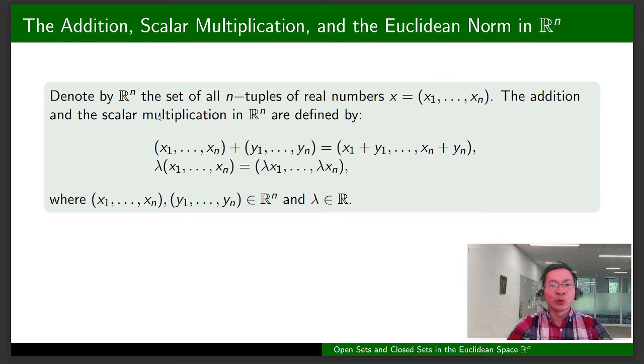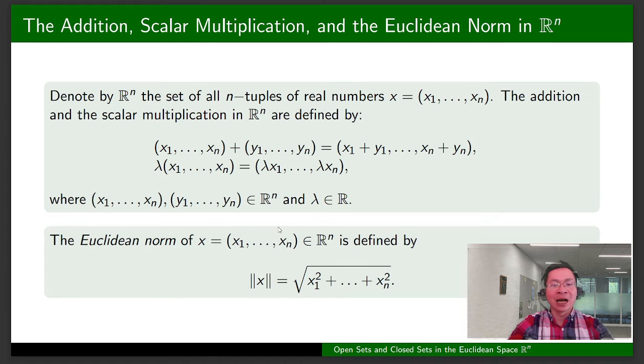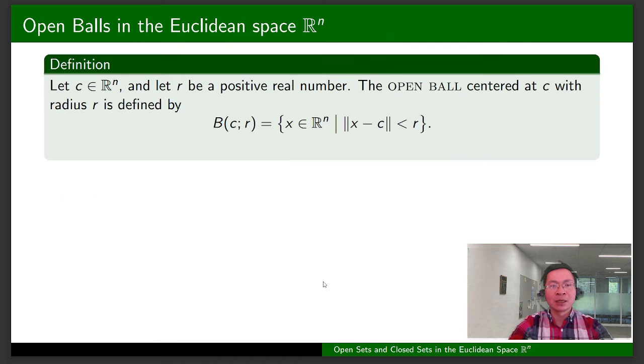In Rn, we can add two elements by adding their corresponding components. We can multiply a real number lambda with an element in Rn by multiplying lambda with their corresponding components. In Rn, the Euclidean norm of an element x is computed by the square root of the sum of the squared components.